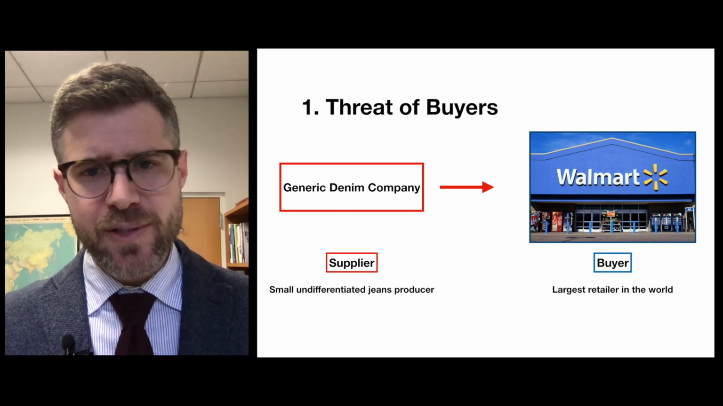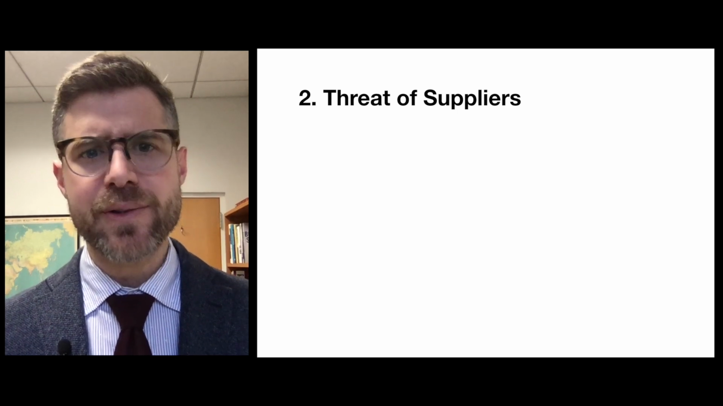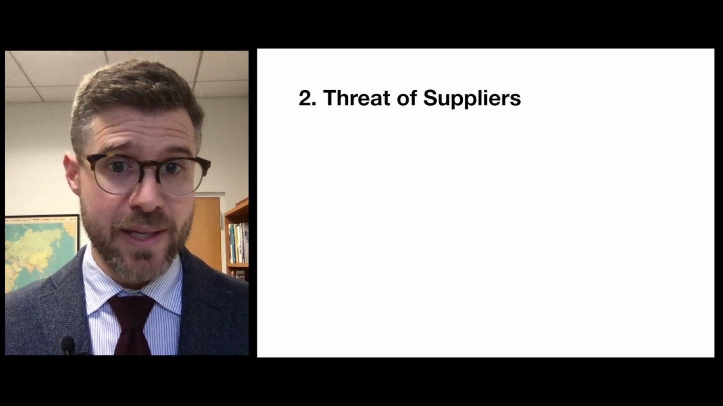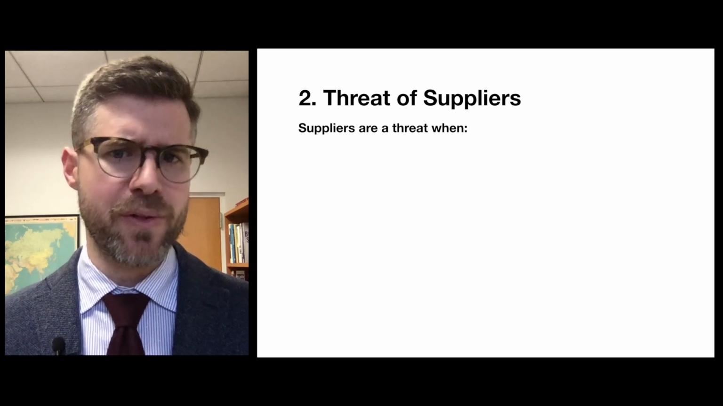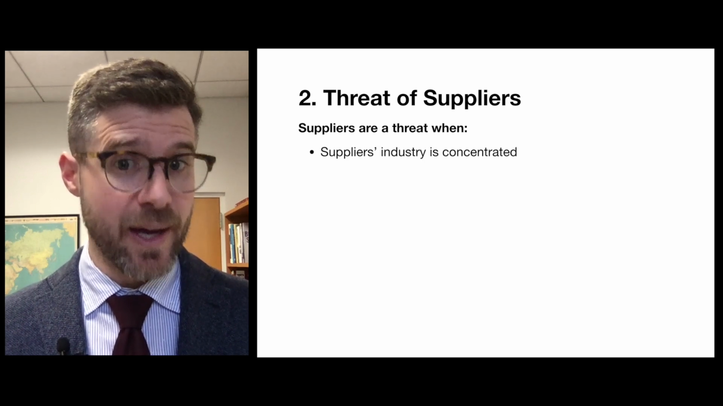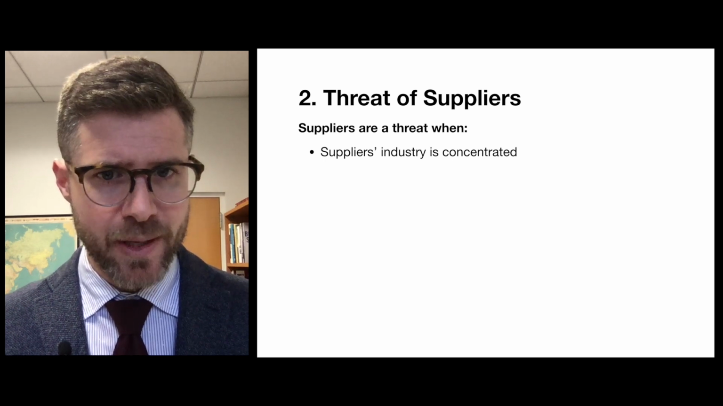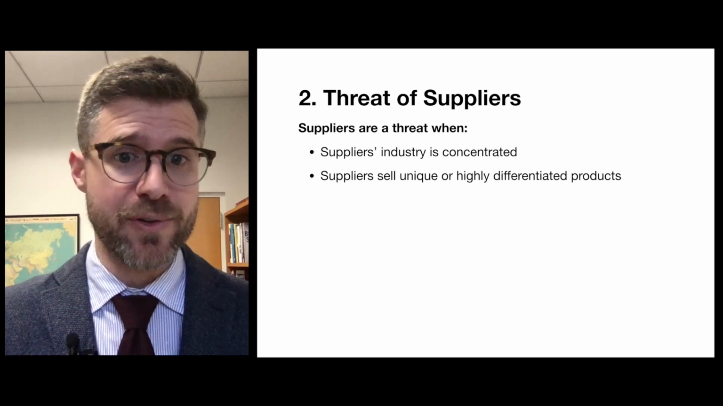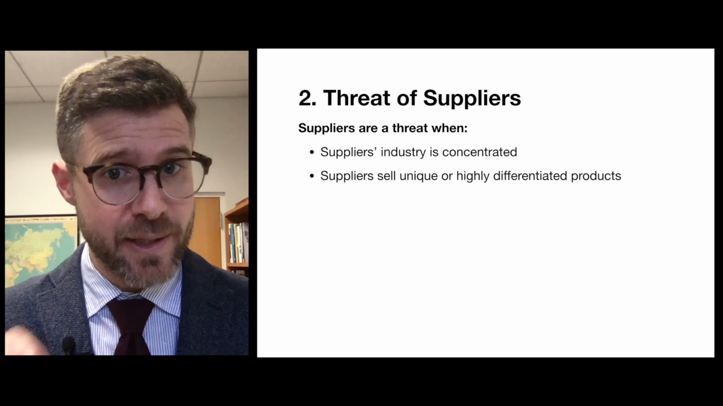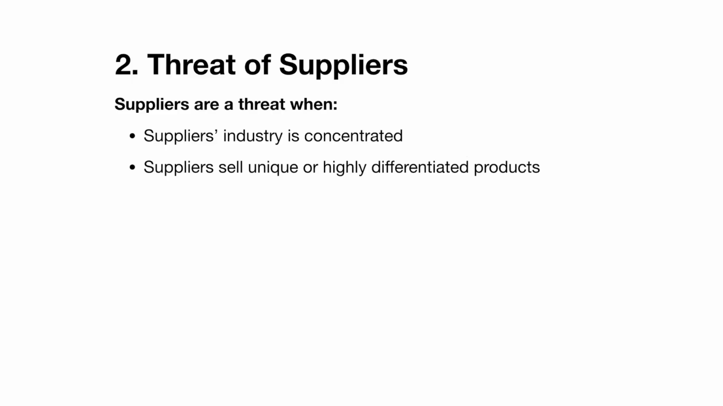Now, let's move on to the second force, the threat of suppliers. Suppliers are the companies that produce the products that you need in order to produce your own products or services. Suppliers are a threat when your supplier's industry is concentrated. In other words, you don't have many options to buy from. They're also a threat when suppliers' products are unique or highly differentiated because a supplier may have a particular feature that you need and therefore must pay for. Finally, suppliers are a threat when their products have high switching costs.